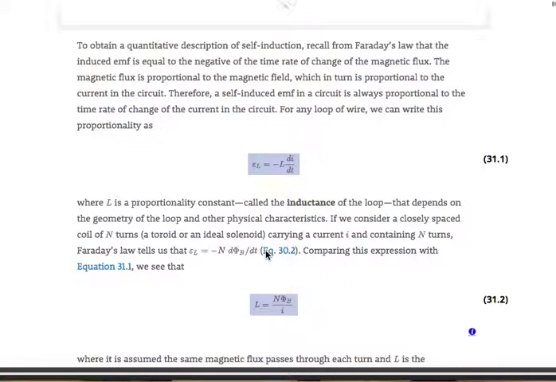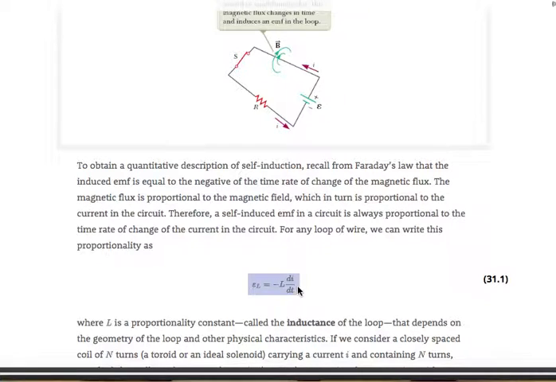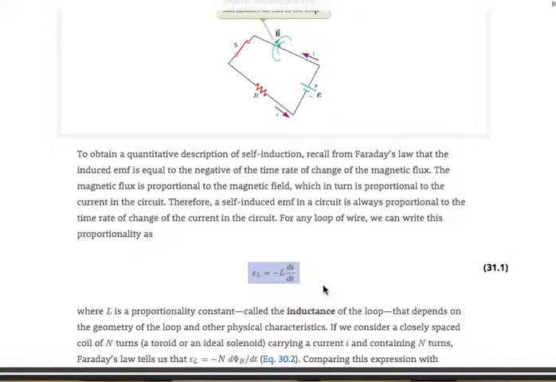But the induced back EMF will be, again, this negative indicates that it's in the opposite direction of the change of current. And this L term is something called inductance. And this is basically a statement of what we just saw with Faraday's law. So with Faraday's law, we saw that there's an induced electromotive force that will try to oppose any change in magnetic flux.